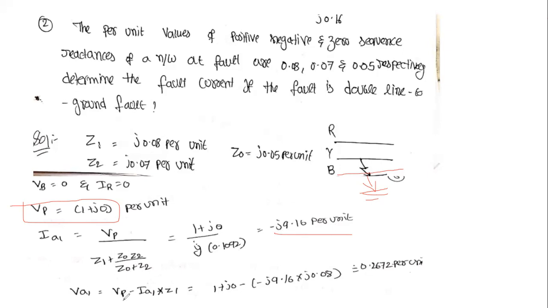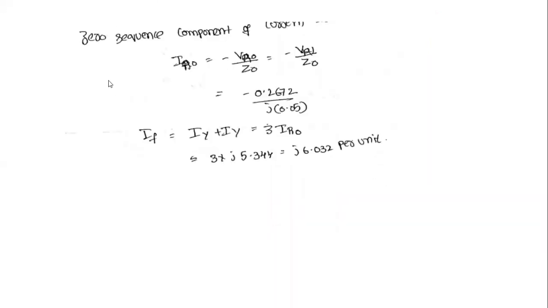Therefore, IA2, the negative sequence current, is V phase minus IA1 into Z1, where Z1 is the positive sequence impedance and IA1 is minus J9.16. Next, we calculate the zero sequence component of the current, that is IA0, or IR naught.